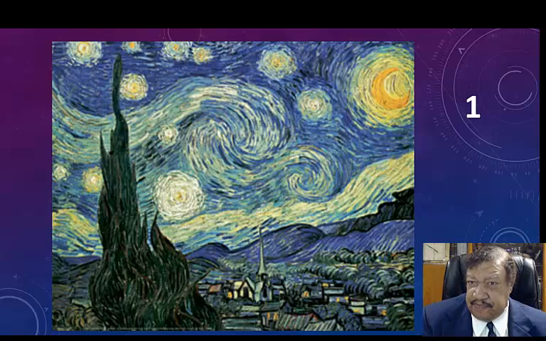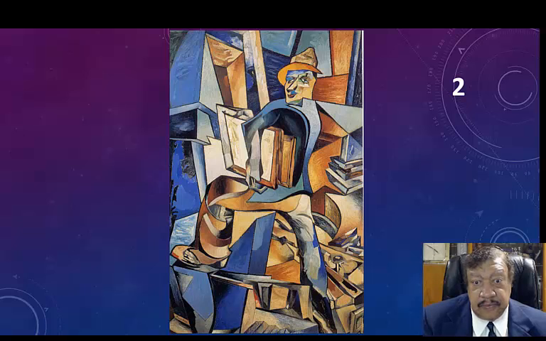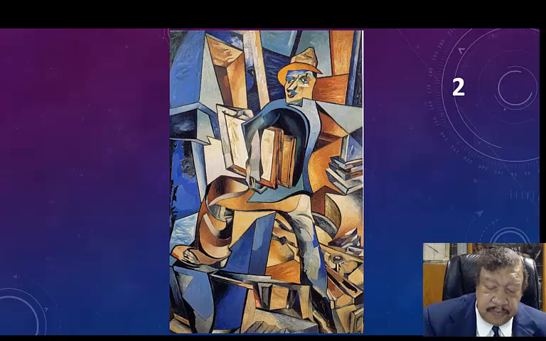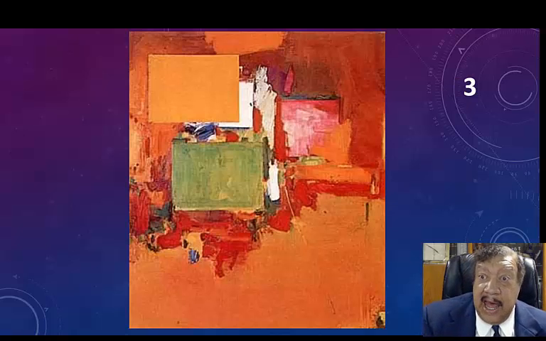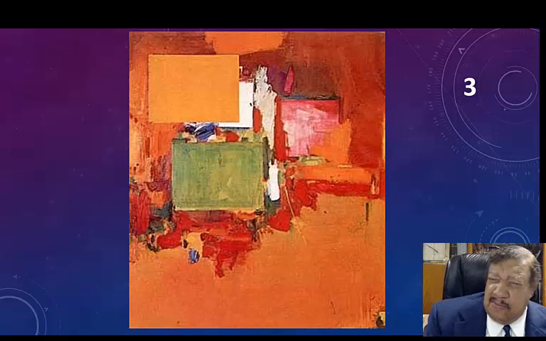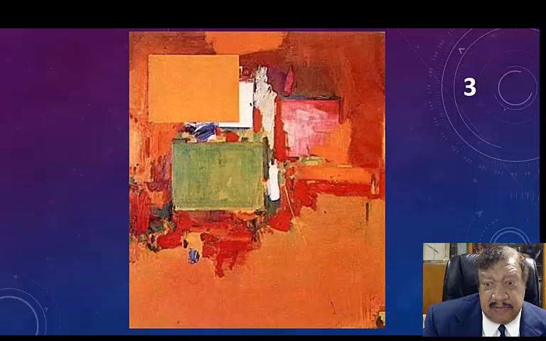Here's number 1. Vincent van Gogh. The name of the painting is The Starry Night. What is this classification? Number 3, how do you classify this work by Hans Hofmann?